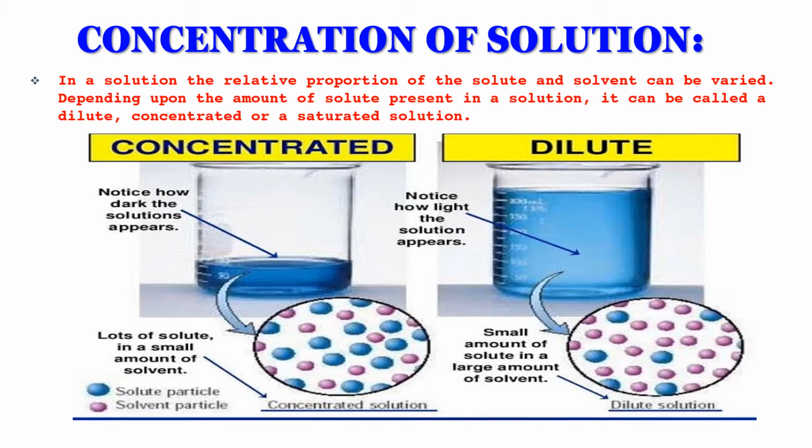As you can simply understand from the diagram as well, just notice the color of the solution. The dilute one is faint in color and the concentrated one has a deep blue color. So it means that it has more amount of solute as compared to the solvent.